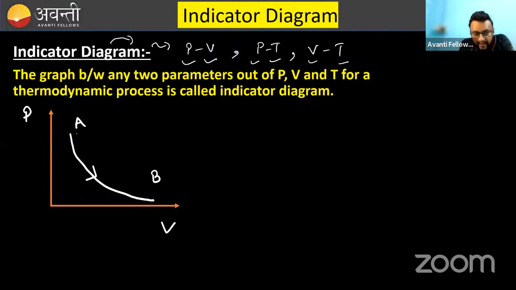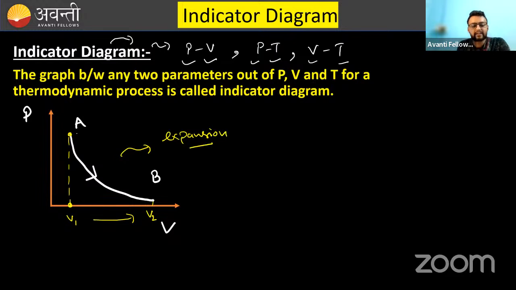At point A the pressure is this one, and at point B the pressure is this one. Let's suppose this volume is V1 and this volume is V2. Sorry, volume, my mistake. At point A the volume is V1 and at point B the volume is V2. Can you see from this arrow that volume is increasing from V1 to V2? That means this indicates expansion. That means the gas is expanded.